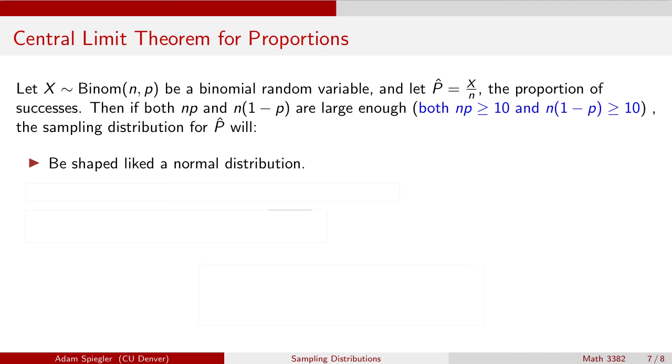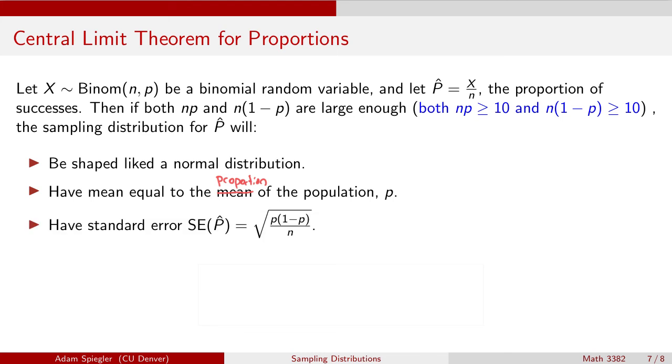First is that the sampling distribution for the proportion is going to be approximately shaped like a normal distribution. The mean, the expected value of p hat, is going to equal the corresponding parameter in the population, which in this case would be the proportion of the population, which we're calling p. The standard error, we have a nice formula that we derived for that, which is going to be the square root of p times 1 minus p, all divided by n.